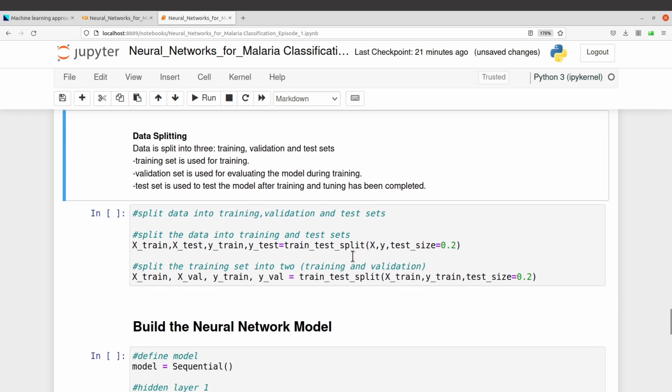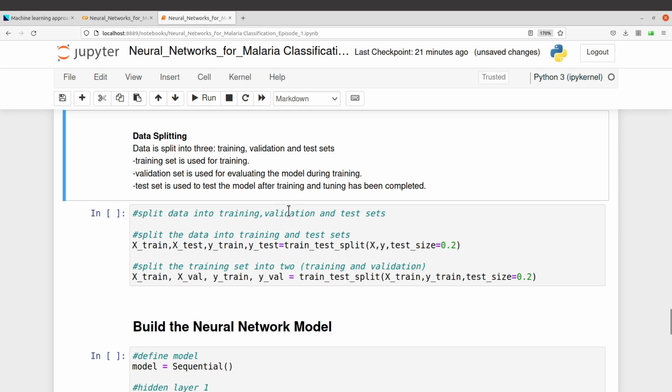For this exercise, we are going to split our data into three: training, validation, and then test sets. The training set is used for training the model. Validation set is used to evaluate the model during training. It's also used to tune the model. So when you are tuning your models, you always need to evaluate. Okay, and that is where the validation set comes in. So it's used for evaluating the model during training.